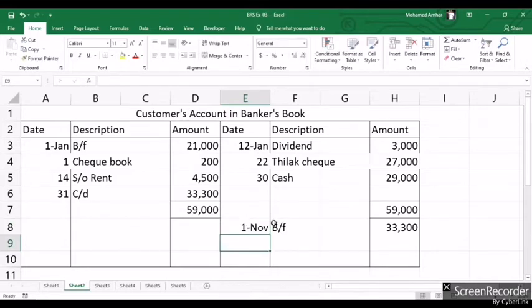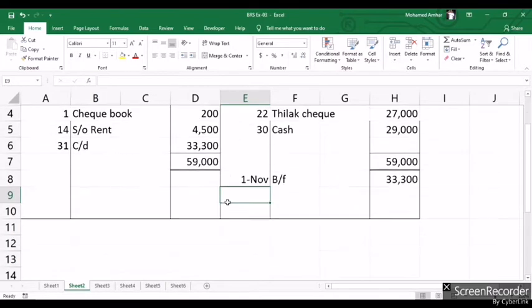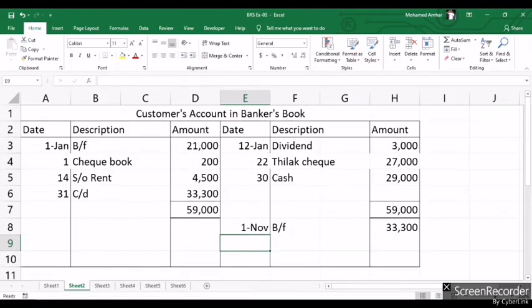Right now we prepare the cash book and the customer's account that is prepared by the bank. Now the third question asks you to prepare the bank statement. When you prepare the bank statement, you have to prepare it from the banker's side. You assume you are the bank and prepare the bank statement.